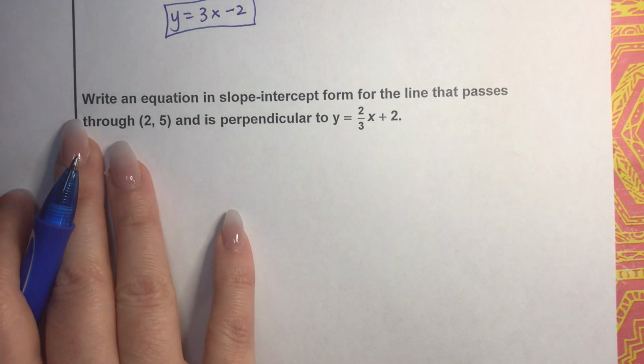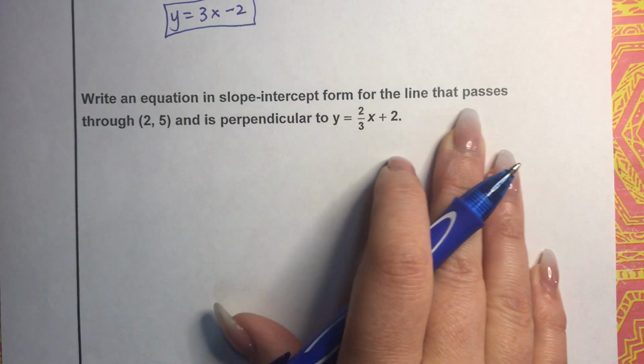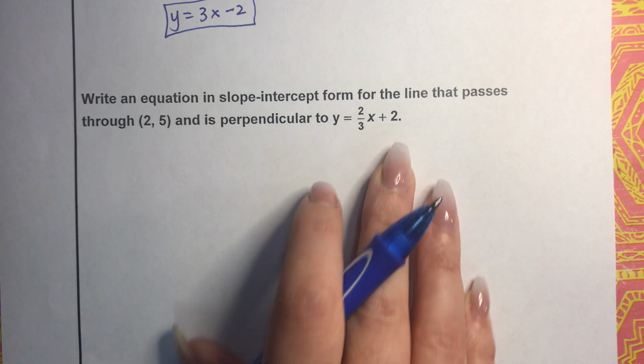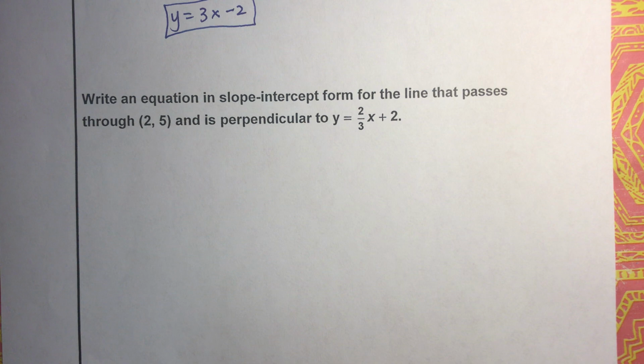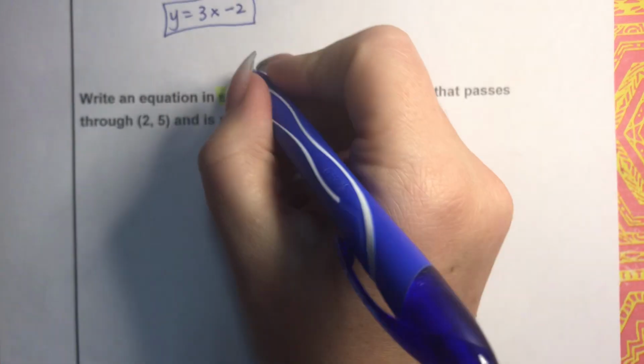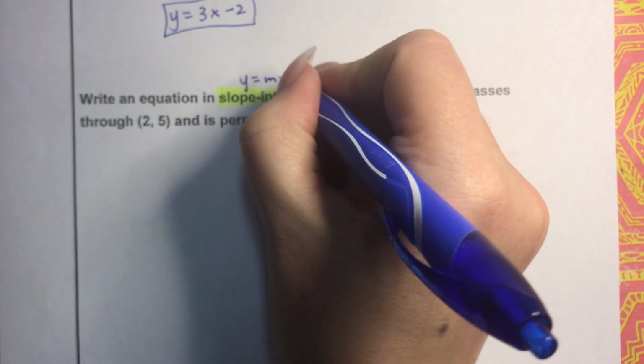Okay, so this one says, write an equation in slope-intercept form for the line that passes through the point and is perpendicular to y equals 2/3 x plus 2. Okay, so what does our answer need to be in? It needs to be in slope-intercept form, right? So that's what our answer needs to be in. And that's y equals mx plus b.